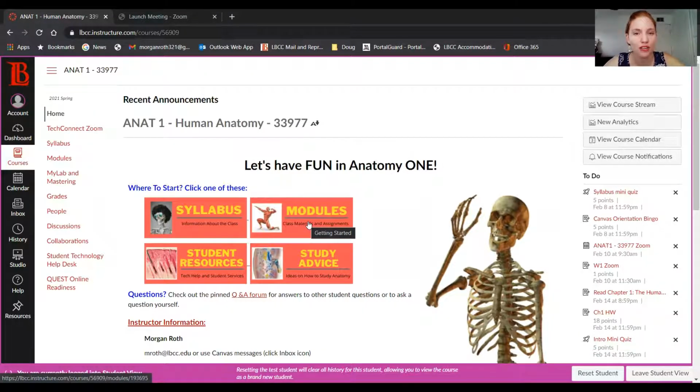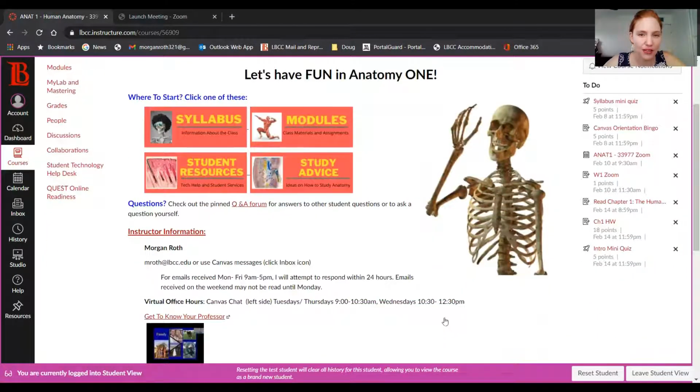The modules are where you're going to find material for the course, things like lecture videos and the quizzes and things like that. Those are in the modules. And I also have some resources here. So things like basic needs program or connecting youth with tech help. For the technology help, you can also go to the student technology help desk right here. They're very friendly and they can help you with technology questions. Here's some study advice, things like that.